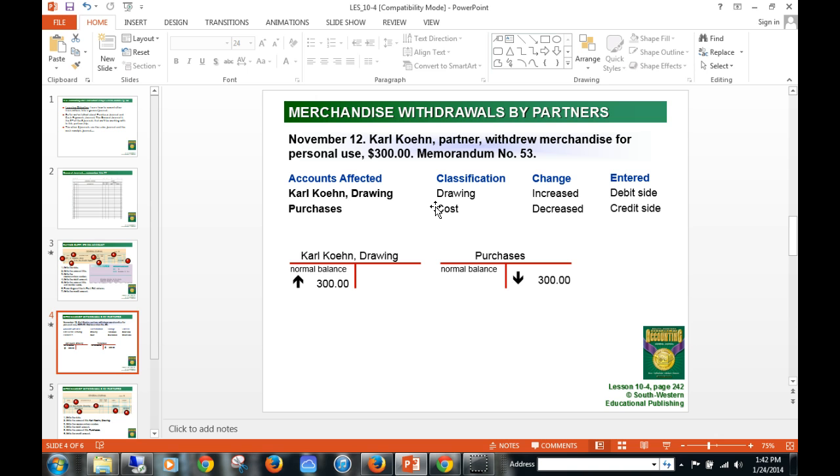It doesn't go under assets, liabilities, or owner's equity. It goes under these classifications. You can see the change here: the increase in drawing. We're going to decrease our purchases. We no longer have that inventory on hand, which is a debit and a credit.